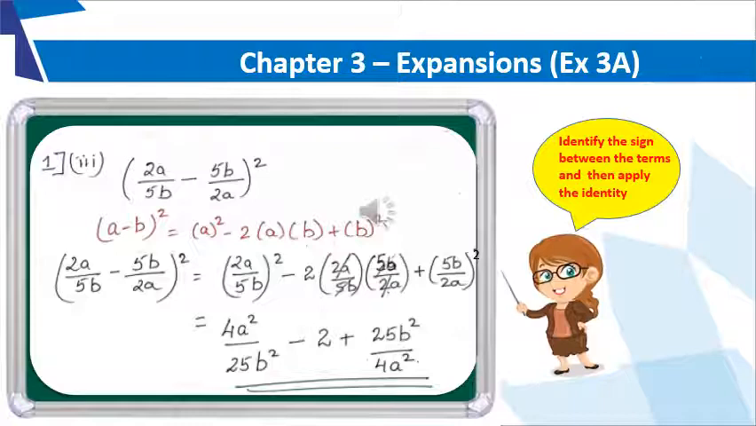Hence, (2a upon 5b minus 5b upon 2a) the whole square is equal to (2a upon 5b) the whole square minus 2 multiplied by 2a upon 5b multiplied by 5b upon 2a plus (5b upon 2a) the whole square. The result will be 4a square upon 25b square minus 2 plus 25b square upon 4a square. Note, 2a in the numerator, 2a in the denominator gets cancelled. Similarly, 5b in the numerator and 5b in the denominator also gets cancelled.